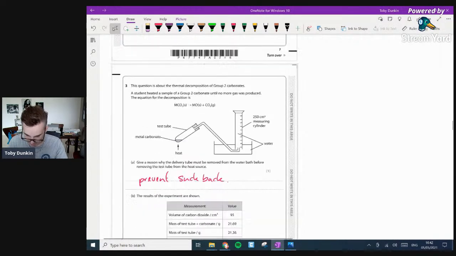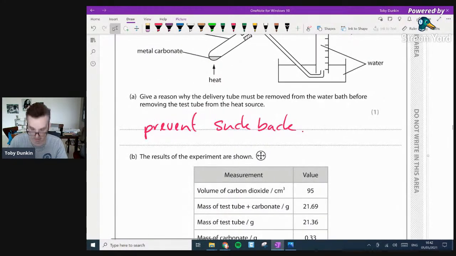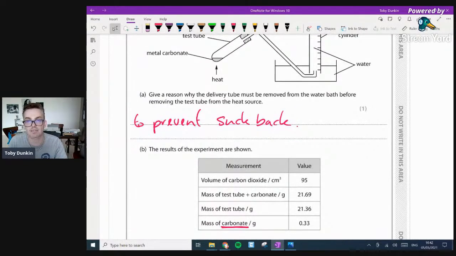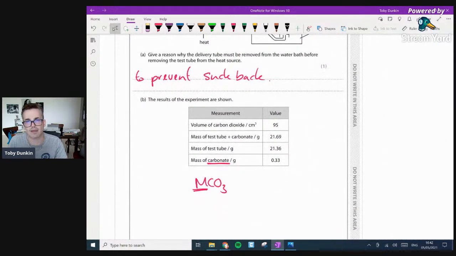What did I write down? Prevent suckback. Yes, to prevent suckback. What did I write down? To prevent suckback. Yeah, correct. Have you heard of that before, Ahad? Suckback, as I said, is when the gas contracts, it draws the water back up the delivery tube and into the hot boiling tube, which can cause it to explode.